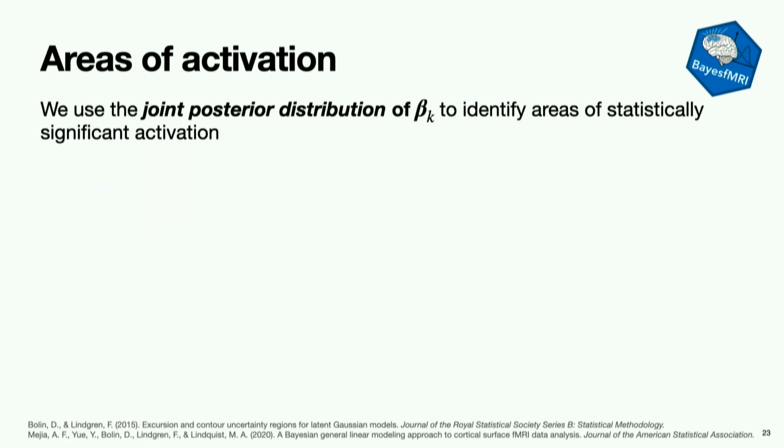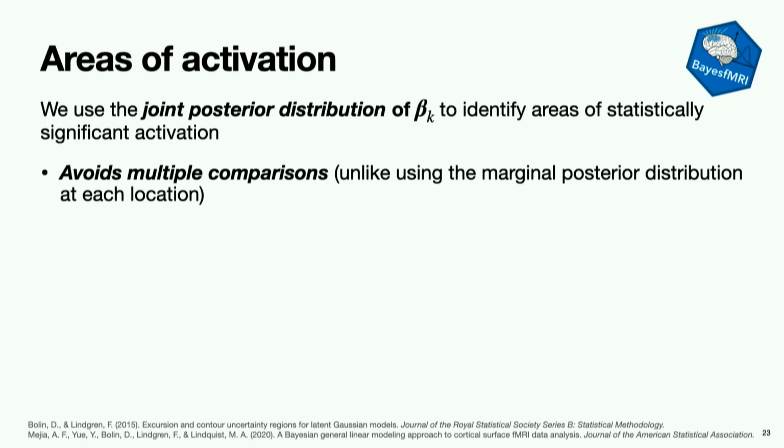Okay, how do we estimate areas of activation? This is one of the most important contributions of these spatial Bayesian models. We use the joint posterior distribution of each of these latent fields to identify areas of significant activation. So we completely avoid multiple comparisons, unless you want to control for multiple comparisons across tasks or something, but no one really does that, right? So we don't do any multiple comparisons across locations.